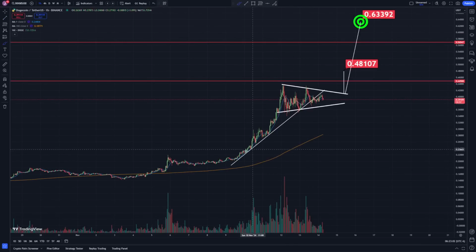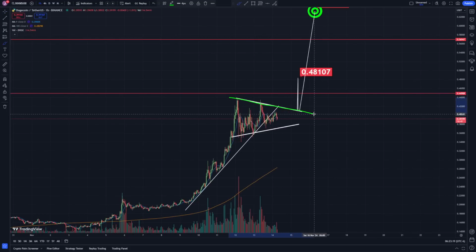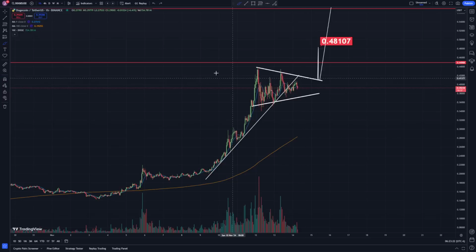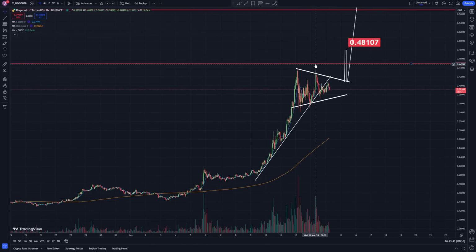It looks like we have a flag pattern, which could also be a triangle pattern. If we drag from the bottom and the top of the triangle, something like this, that gives us that first target of around 0.48107. Like I said, we haven't broken out yet, and this trend line is moving to the downside, so this target can change. If it broke up right here, then that would be a bigger target. But if it goes down, it's not going to be perfect until we actually break out. Then we'll have a place to actually put these potential targets. But I'm looking at around 0.48107 being conservative.